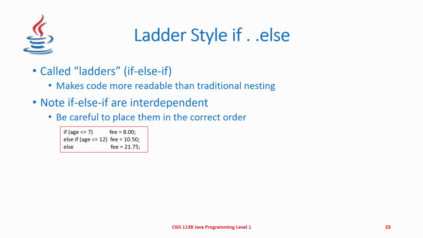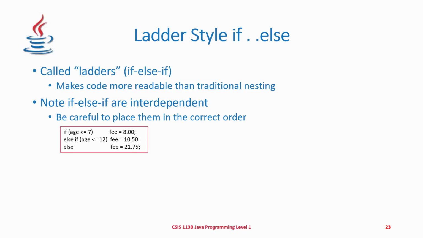Here's what they refer to as a ladder style if-else. Makes code more readable than traditional nesting. Note that if-else ifs are interdependent, so be careful to place them in the correct order. For instance, here we're looking at ages, and we want to make sure that we check the lesser ages first. So the first check is to see if age is less than or equal to 7. If so, assign the fee of $8.